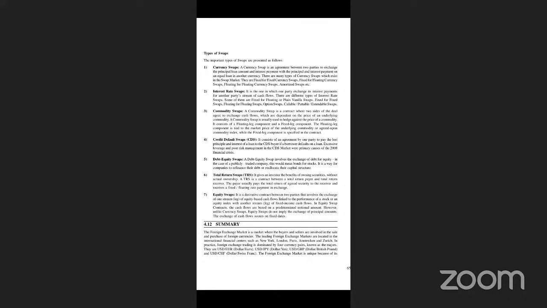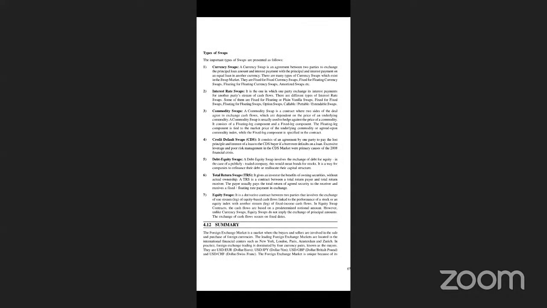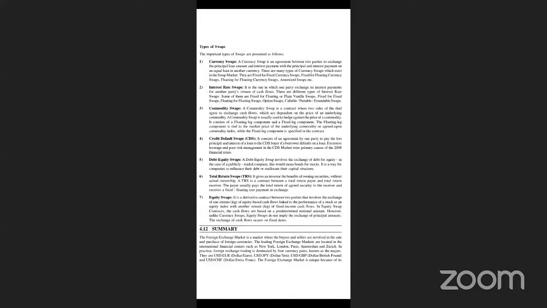Then we have the next, commodity swap. A commodity swap is wherein two sides of the deal agree to exchange cash flows which are dependent on the price of the underlying commodity. A commodity swap is usually used to hedge against the price of a commodity. This consists of a floating leg component and a fixed leg component. The fixed leg component is specified in the contract.